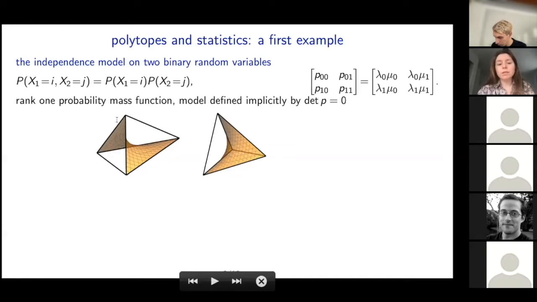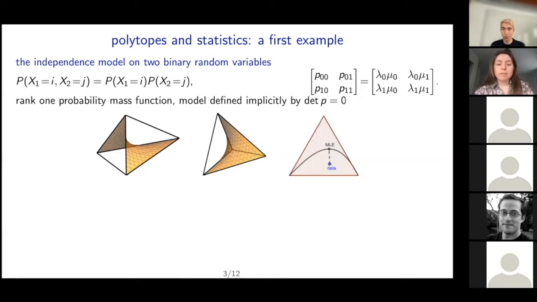And then the model is the intersection of the determinant hypersurface with this probability simplex. That gives our yellow model here. Okay, and the probability simplex is a polytope, but it's not the polytope that I'm going to be talking about here. But this is a polytope. So, okay, we have achieved our goal of connecting polytopes and statistics, but not yet in the way that I would like to.